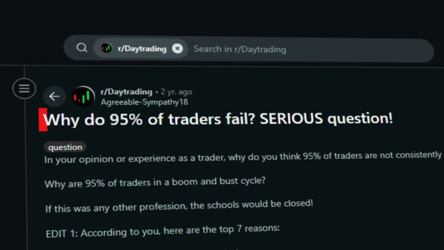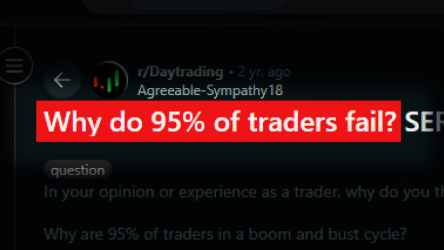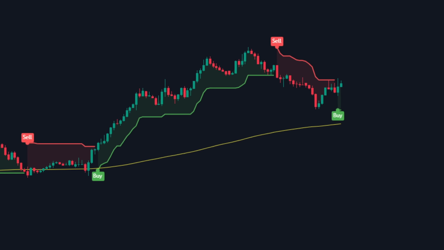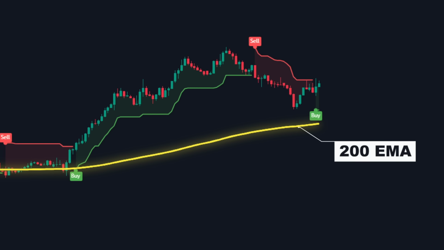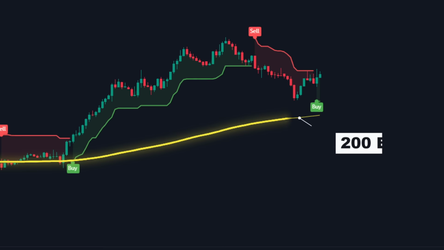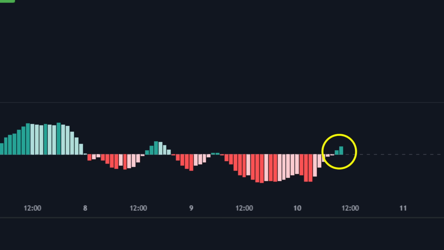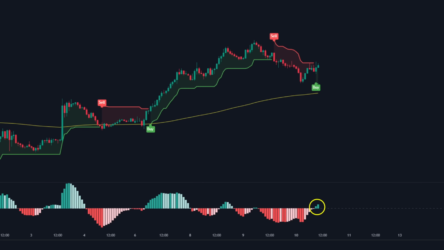Have you ever wondered why 95% of traders fail to make consistent profits? You've got your super trend indicator screaming buy, but wait, you need to check if price is above the crucial 200 EMA. Oh, and don't forget about the MACD histogram. It needs to be green before you can even think about entering that trade.